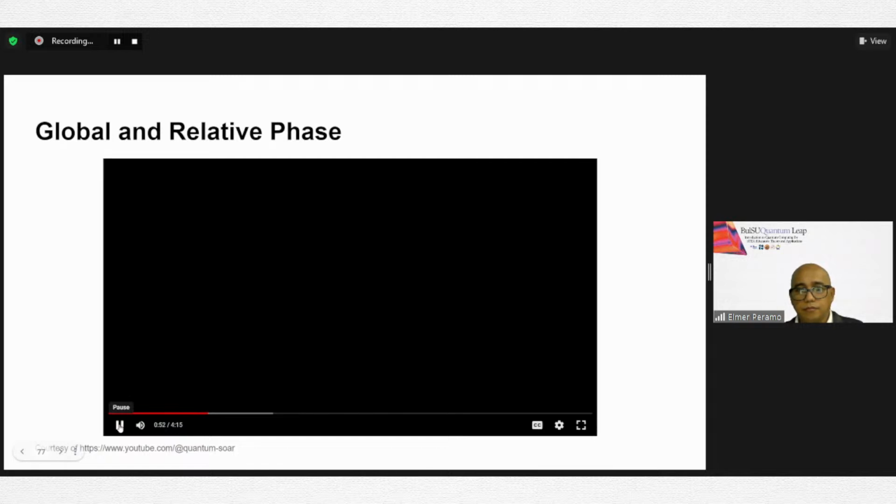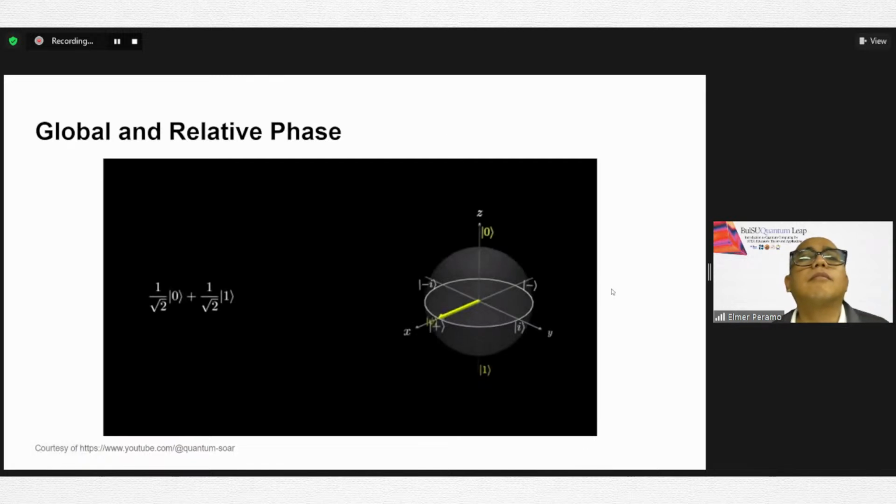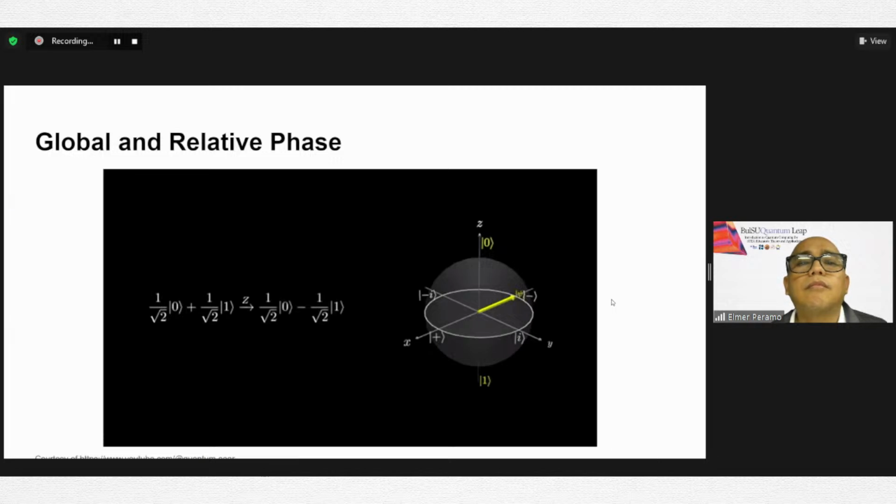Let's first consider the state 1 over root 2 ket 0 plus 1 over root 2 ket 1. If we apply a Z gate, we get the state 1 over root 2 ket 0 minus 1 over root 2 ket 1. As you can see, the 1 state was multiplied by a factor of negative 1, and the qubit rotated pi radians around the z-axis. If we represent the negative 1 as a complex number in exponential form, we get e to the i pi. Notice how the angle of the complex number is pi radians.